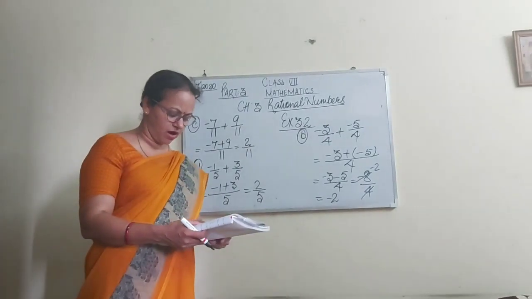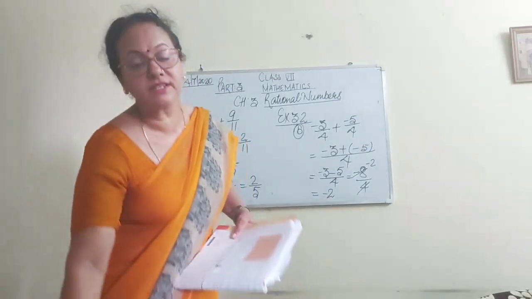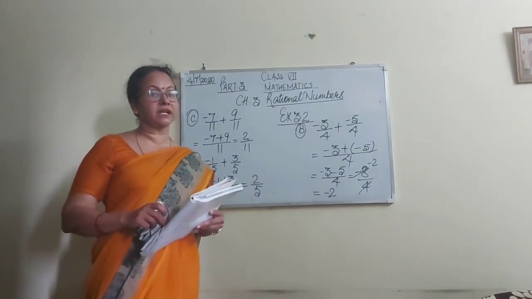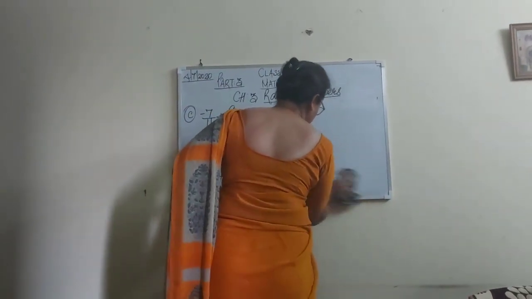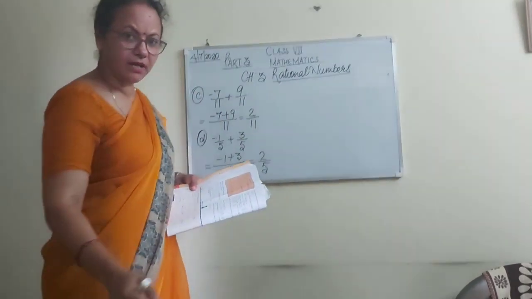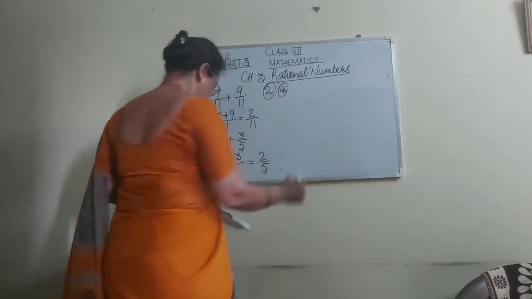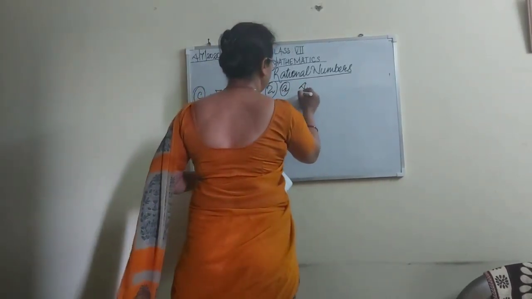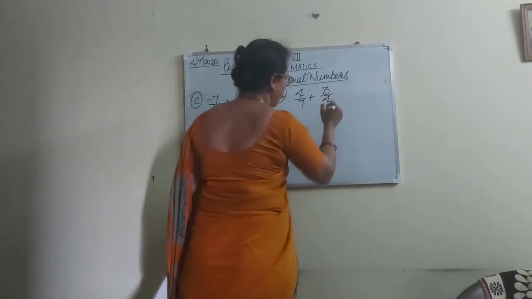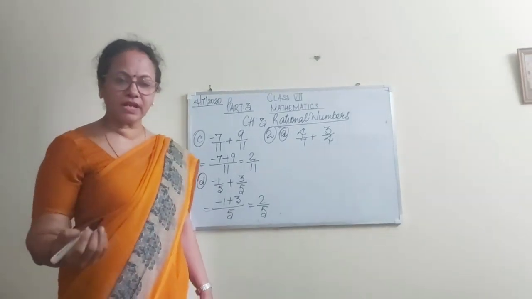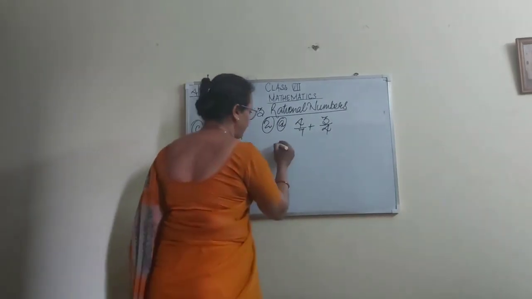The second question is also of sum, but in it the denominators are different. So we will try to make the denominators the same, or we can solve by taking out the LCM of the denominators. I am writing question number 2, first part. Note it down, students. Question number 2, A part. What is it? 4 by 7 plus 3 by 4. I have to take out the LCM because now you are in class 7. So try to find the LCM.